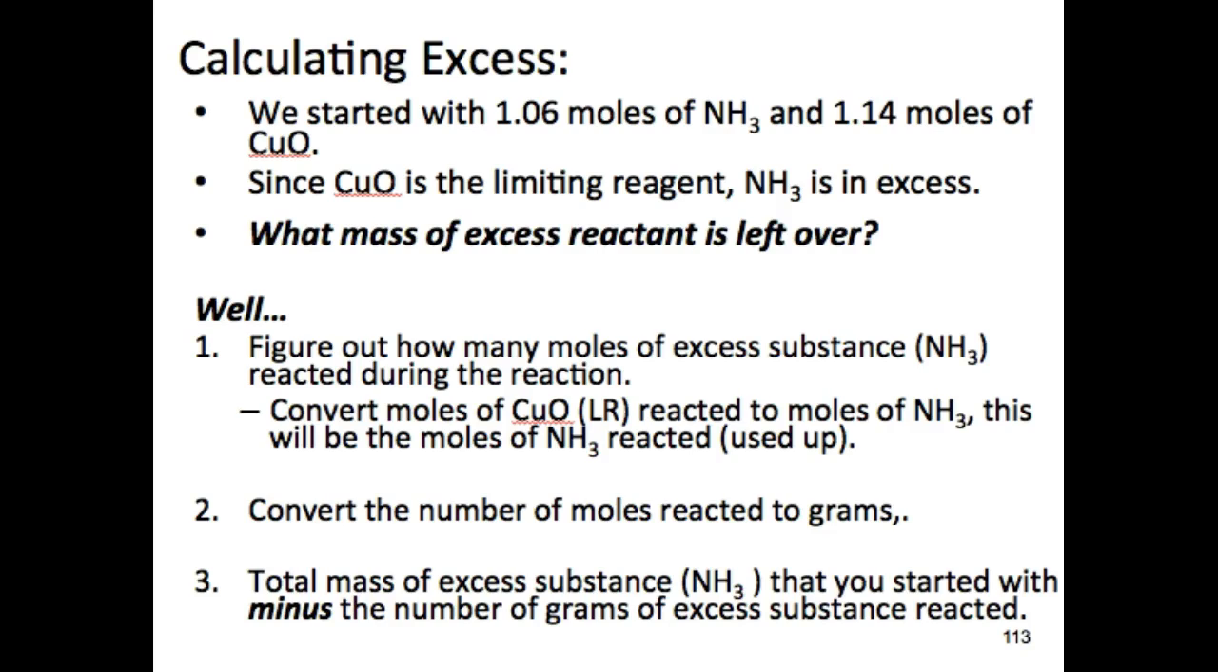So here are the steps. And you want to think about the steps and maybe rewind this part a couple times to make sure it makes sense, and then we'll go through the math. So first, you want to figure out how many moles of excess ammonia reacted. We want to convert the moles of copper 2 oxide, which is our limiting reagent, to moles of ammonia. This will be how many moles reacted. So you're trying to figure out how much ammonia did we actually use up.